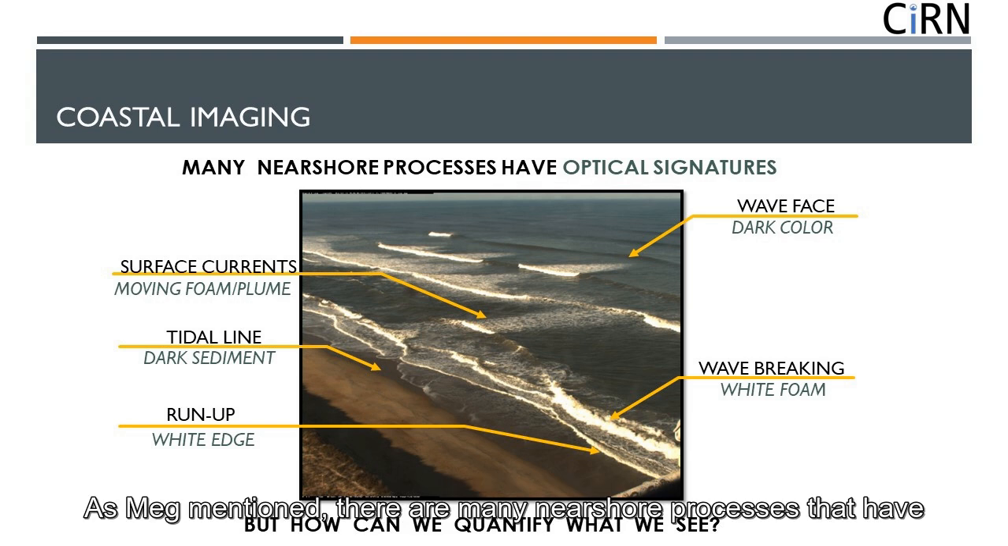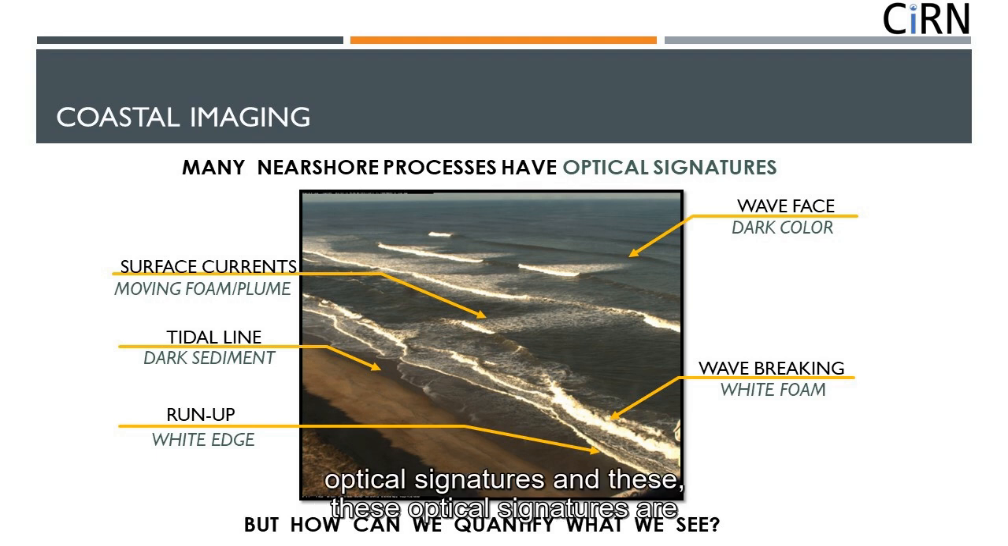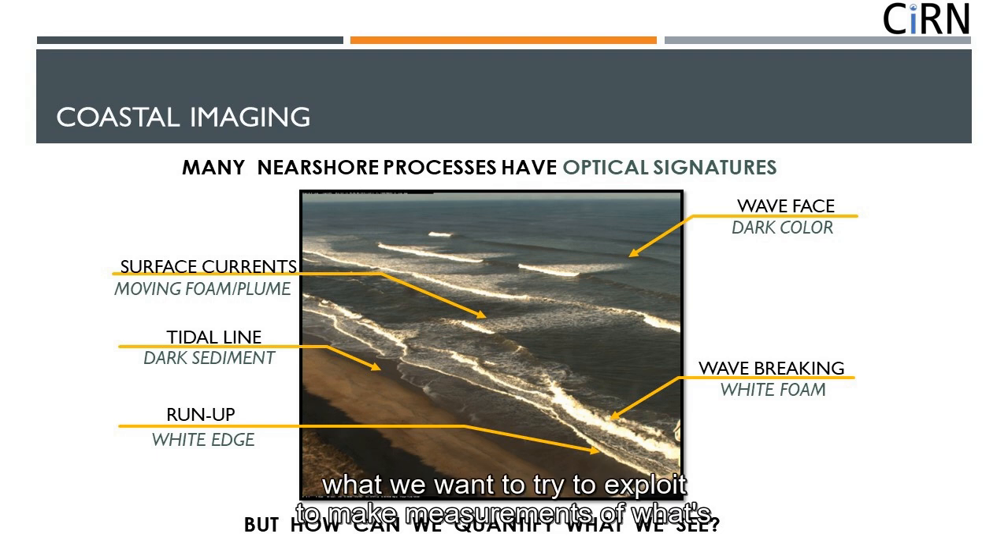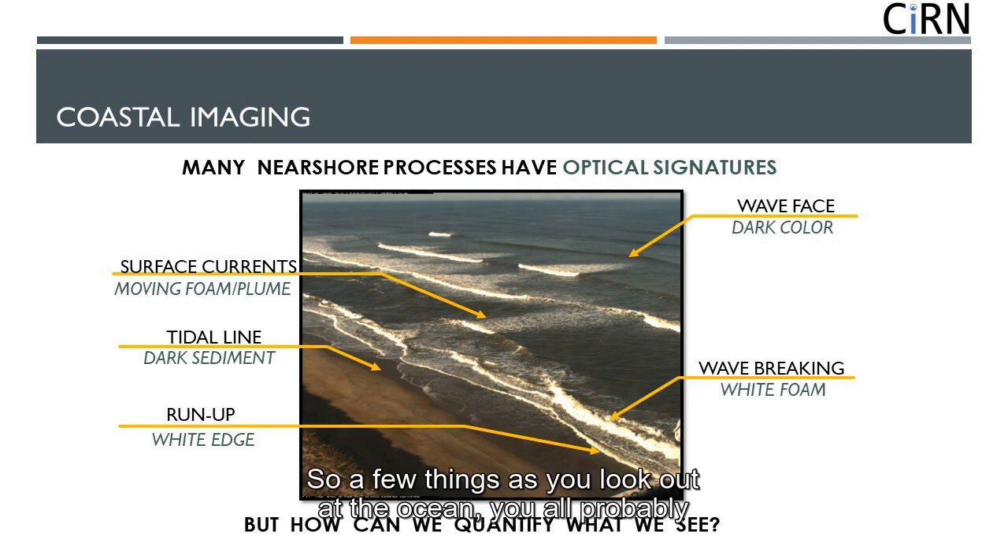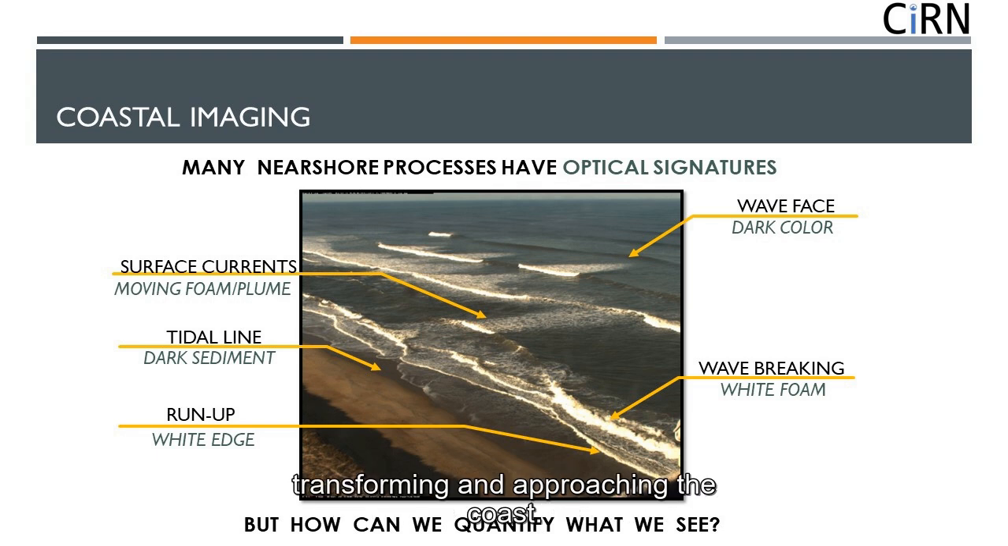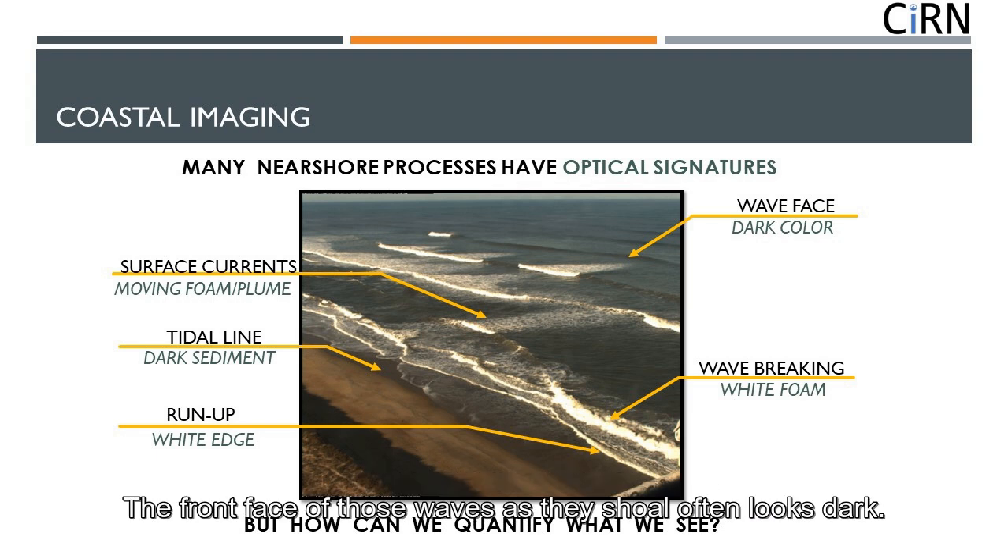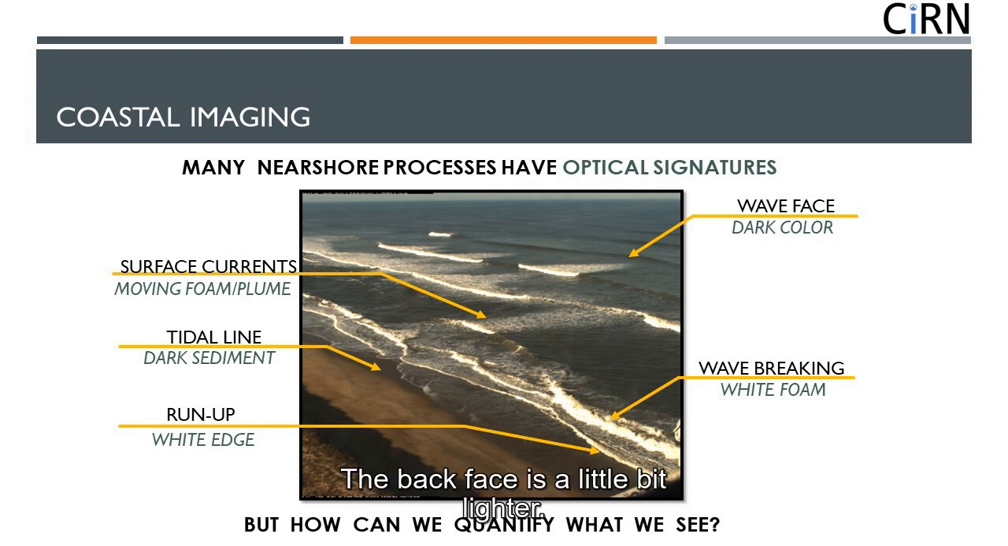As Meg mentioned, there are many nearshore processes that have optical signatures, and these optical signatures are what we want to try to exploit to make measurements of what's going on in our coasts. So a few things: as you look out at the ocean, you all probably, without even thinking of it, recognize waves as they're transforming and approaching the coast. The front face of those waves, as they shoal, often looks dark. The back face is a little bit lighter. Then as they start to break, you see white aerated breaking foam.